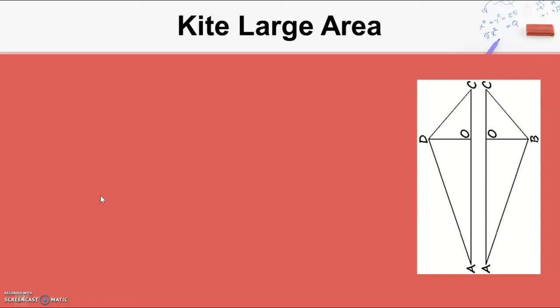Next is the area of the kite. To find the area of the kite, if the kite is divided along the axis of symmetry, the kite will turn into two triangles which have the same shape and size. Here, triangle ABC and triangle ACD. The area of a triangle is 1 divided by 2 times the base times the height. And then the area of kite ABCD equals the area of triangle ABC plus the area of triangle ACD.